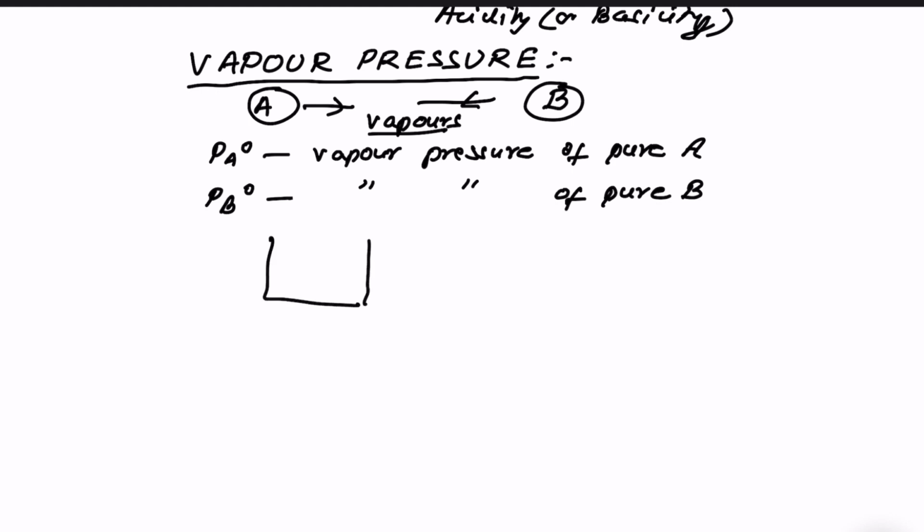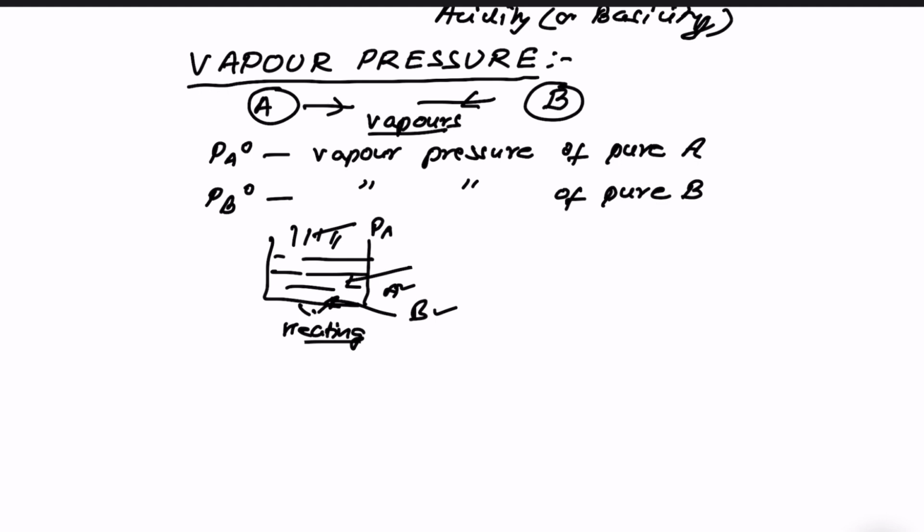Suppose I have a container in which there is A as well as B. Now I am heating it. So when I am heating it, what is happening? Vapors of A will be formed as well as of B. Since both are volatile, there will be a certain pressure due to A and a certain pressure due to B. So the total vapor pressure of the solution, if P denotes the vapor pressure of the solution, will be equal to how much? PA plus PB.